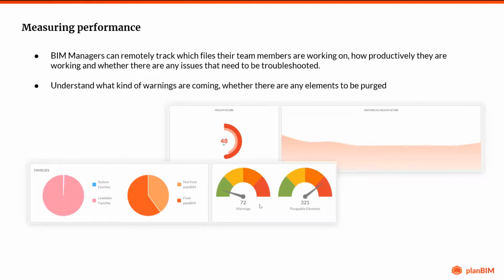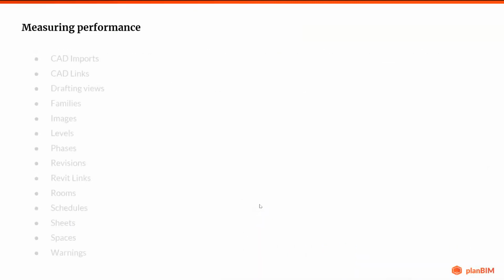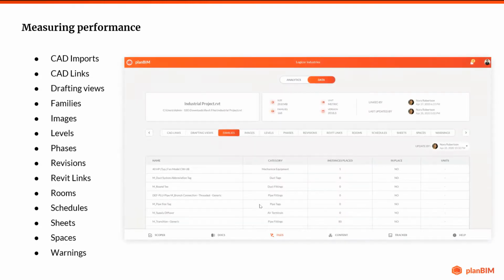You can see how many system families are there in the project, how many loadable families are there, which families are from your PlanBIM libraries and which are not, how many warnings are there, how many purgeable elements are there. And you can see some creative graphs related to how much time your file is taking to save, how much time it's taking to open, how much time it's taking to synchronize with Central, and so on. And without opening the Revit files that your team is working on, you can actually do, I would say, data mining is the right word. You must have heard of this term, but you can do that very easily with a tool like PlanBIM, where for all the files which your team is working on, you can have the entire dashboard with you, and you can see all of this information without even opening Revit, irrespective of which version of Revit it is, or who is working on it.